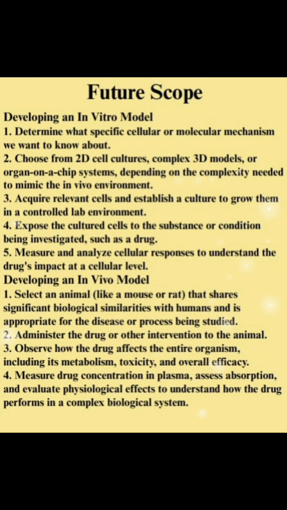Developing an in vivo model. Select an animal like a mouse or a rat that shares significant biological similarities with humans and is appropriate for the disease or process being studied. Administer the drug or other intervention to the animal. Observe how the drug affects the entire organism, including its metabolism, toxicity, and overall efficacy. Measure drug concentration in plasma, assess absorption, and evaluate pharmacological and physiological effects to understand how the drug performs in a complex biological system.